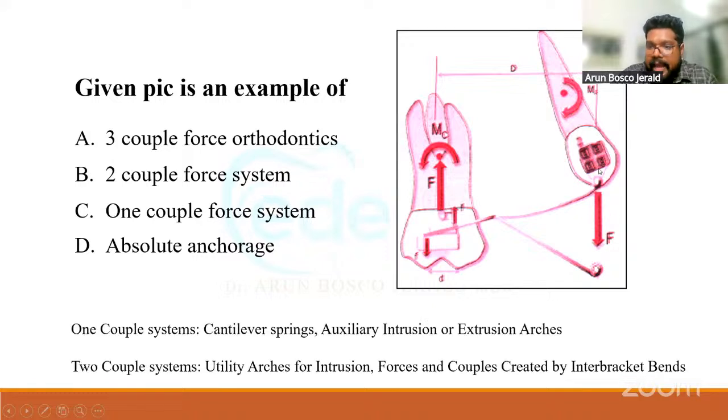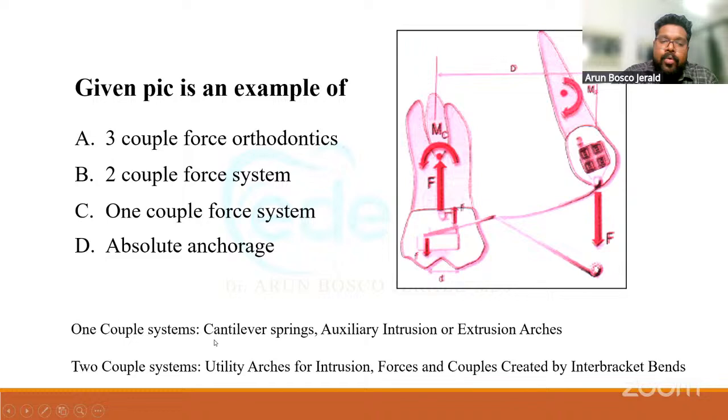Instead, they have just ligated to the bracket. It is not inside the bracket. So it is a point contact. Because of that, there is no couple acting on the canine. The only couple acting here is on the molars. So this is an example of a one couple system.